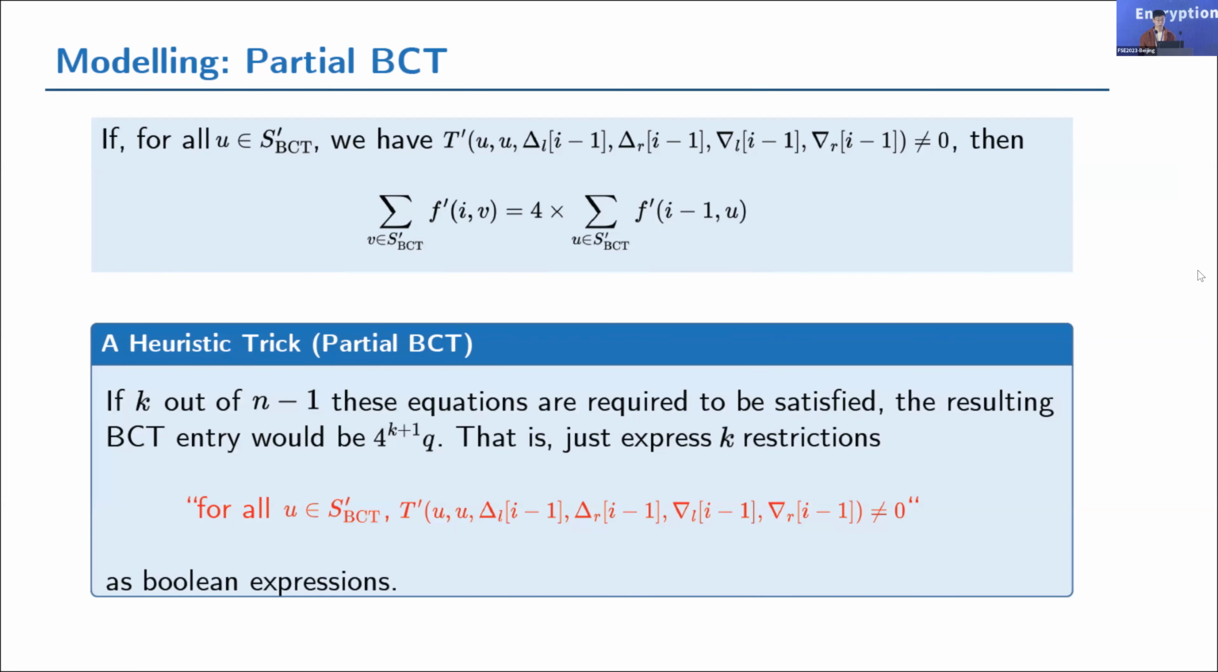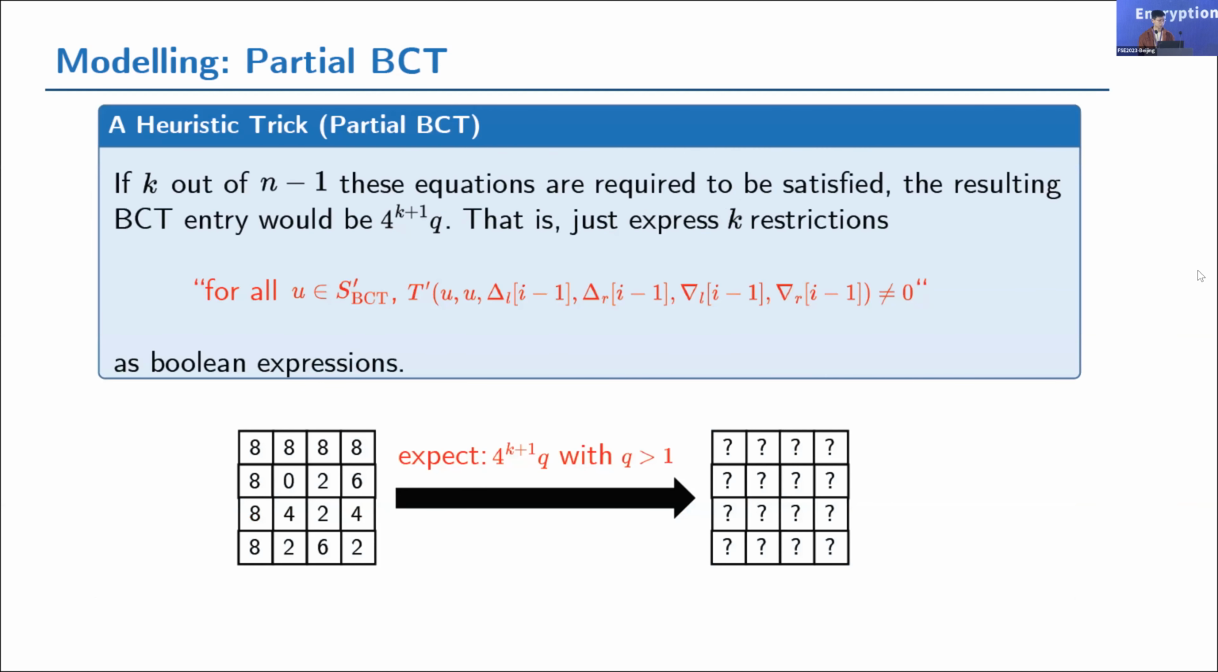I call it partial BCT. If k out of n minus 1 of these equations are required to be satisfied, the resulting BCT entry would be 4 to the power of k plus 1 times a number q. That is, we just express this red sentence as Boolean expressions, k of them. This idea comes from the partial DDT by the previous work.